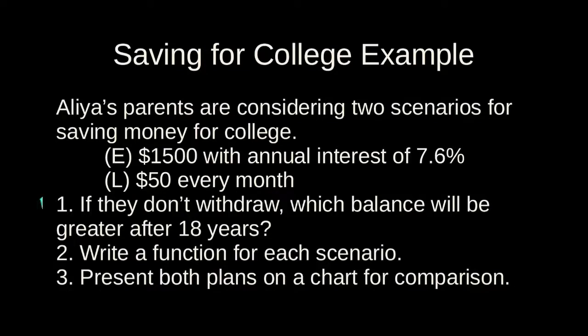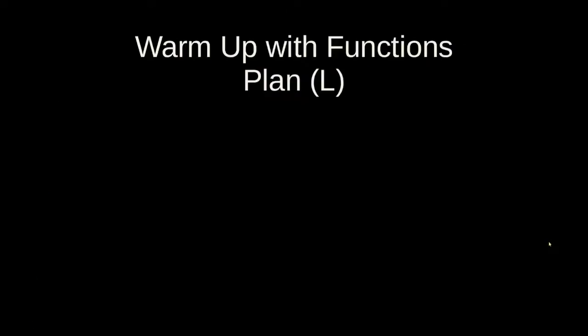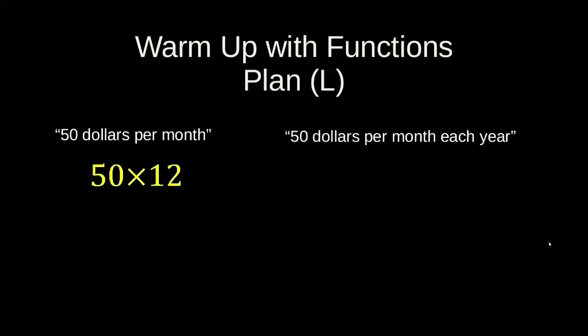We've completed prompt 1 and we've completed prompt 3. Let's write functions for our plans. Plan L is mostly done. We've already established how to express $50 per month. How should we express $50 per month each year? How should we write it algebraically?